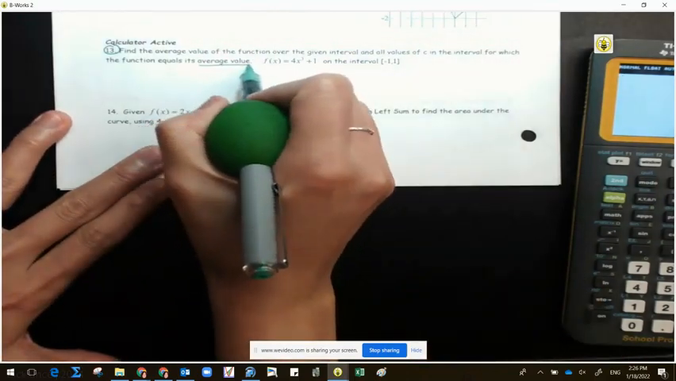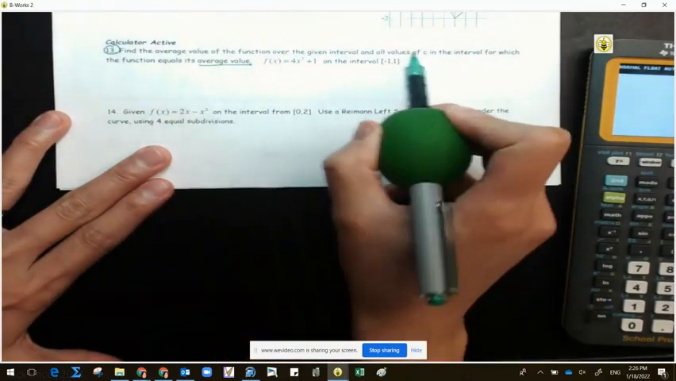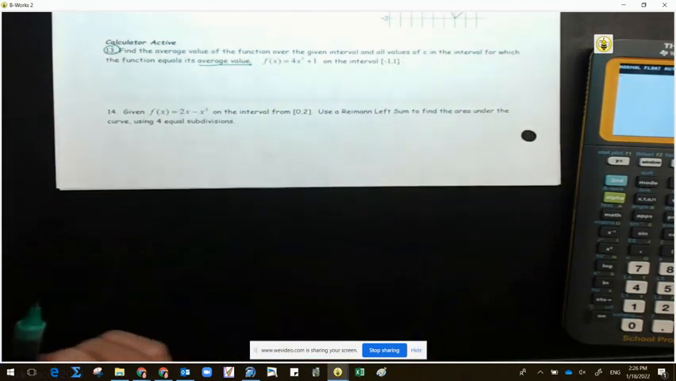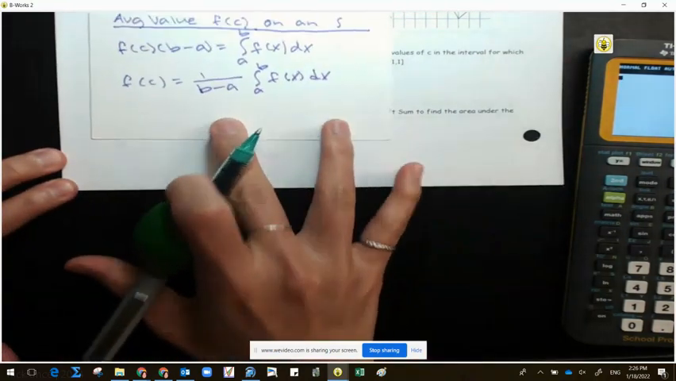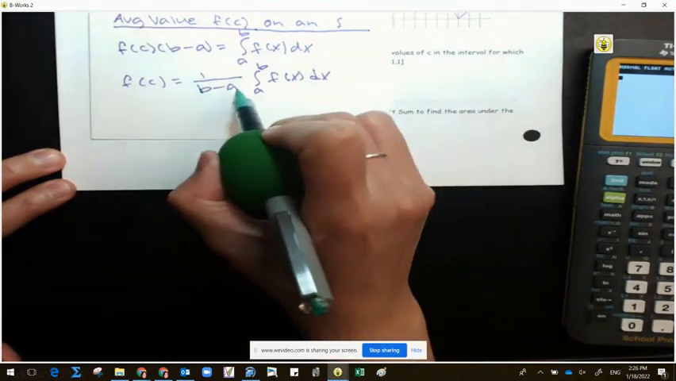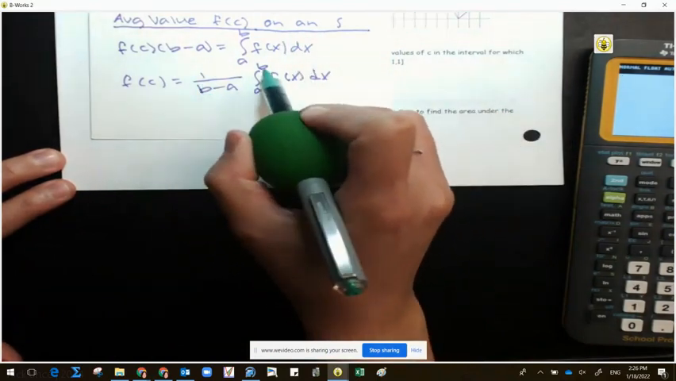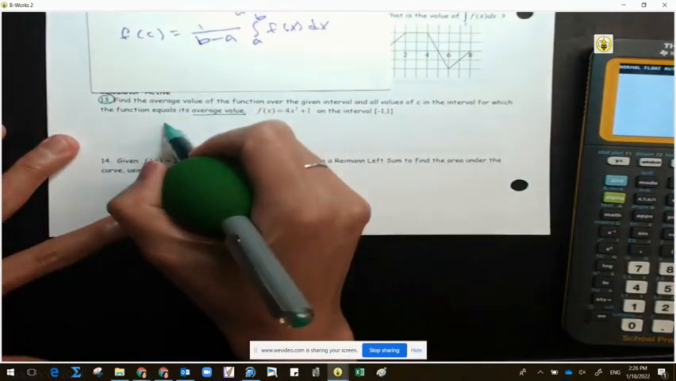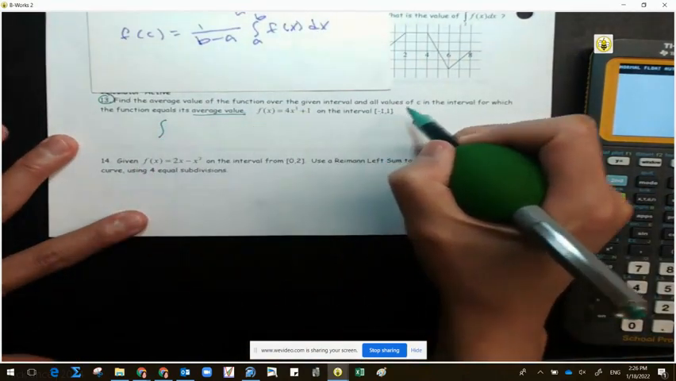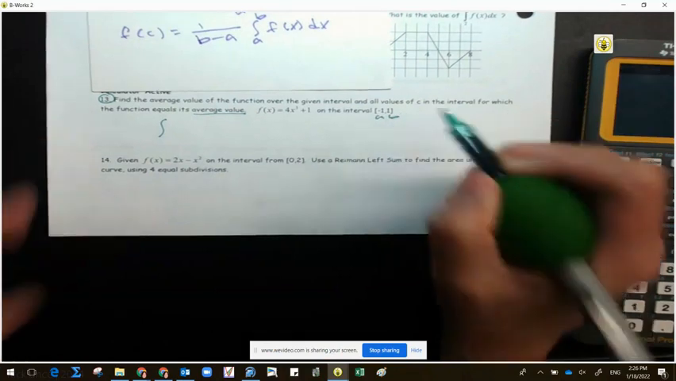Okay, for the average value, all we need to do is integrate this and divide it by the number in between. I know that is pretty much common sense because you all know how to find the average of anything. But in case you forgot, here's a formula: it is 1 over b minus a times the integral from the lower to the upper bound of the function. In this case we are going from -1 to 1, so that's my a and b.